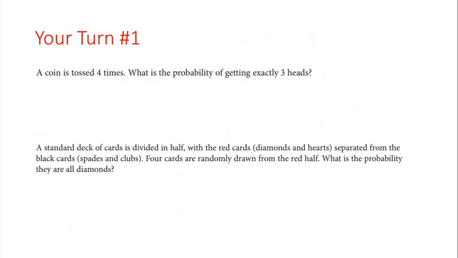All right, moving on. Your turn number 1. A coin is tossed 4 times. What is the probability of getting exactly 3 heads? So again, think about what my event is, divided by my sample set. You should probably think about how many different ways this can work. Now, a coin has how many sides? You should probably think about that.